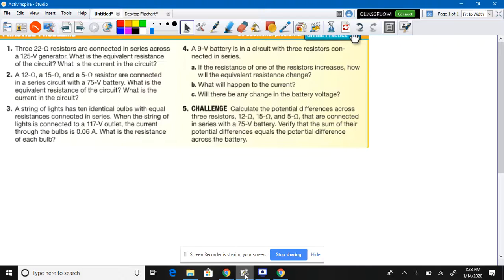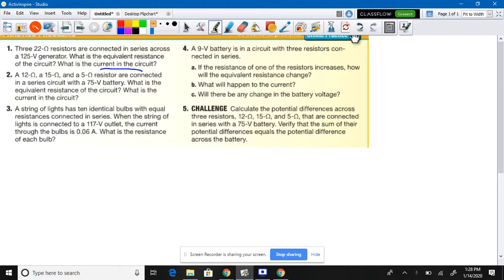Okay, this is series calculation. You ready? These are series problems. Now, what we have to do is add the total resistance. Okay, number uno. Three 22 ohm resistors are connected in series across a 125 volt generator. What's the equivalent resistance of the circuit?